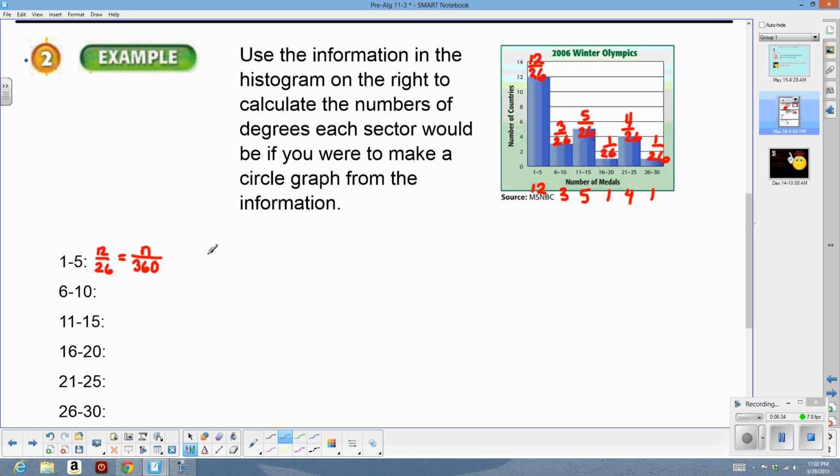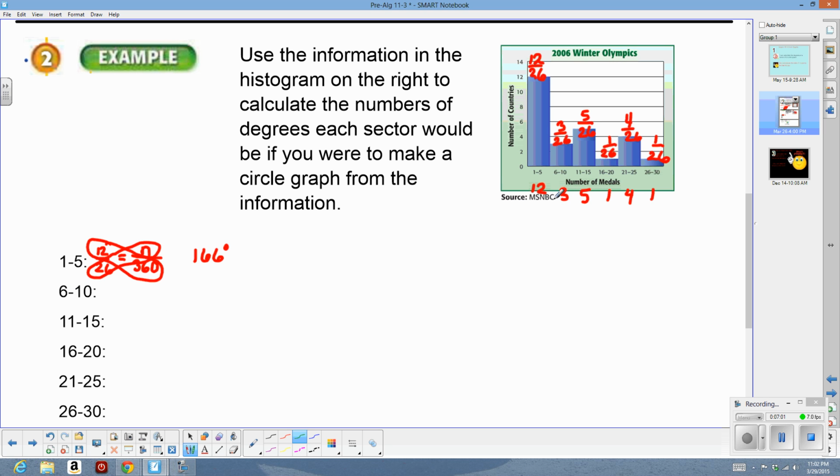When you do that math, to the nearest degree, it's about 166 degrees. Again, remember you would do this times this equals this times that, and then you would solve it for n.